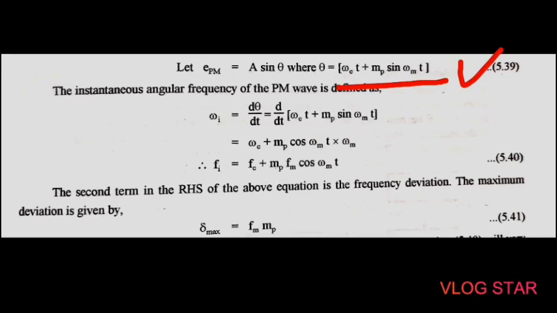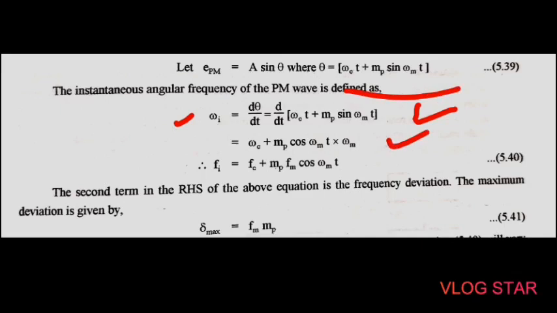The instantaneous angular frequency of the PM wave is defined as omega i equal to d theta by dt. Here we know the value of theta, that is omega c t plus m p into sine omega m t. We just take the derivative of this equation, that is omega c plus m p into the derivative of sine omega m t with respect to t, which is m p cos omega m t into omega m. So f i is equal to f c plus m p into f m cos omega m t.